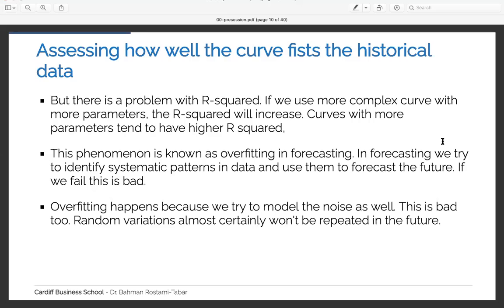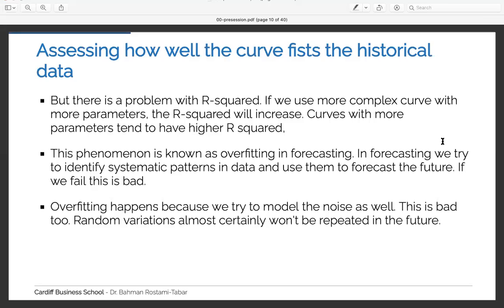If you remember, when we talk about forecasting, what we are interested in is capturing the systematic pattern in the data and then projecting this into the future, right? We're not interested in capturing the noise, because noise is just random. You cannot really do it, and if you do it, it will be a mistake. You will see huge errors in the future. But if you try, just by adding more parameters to your model, to 100% fit your historical data, then actually you're trying to follow noise as well, right?